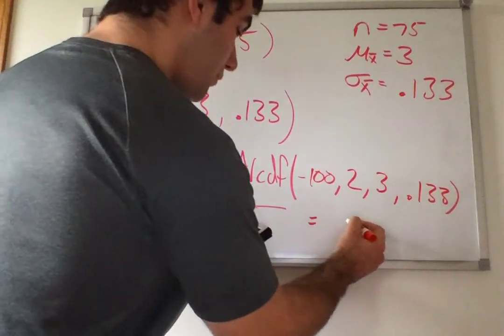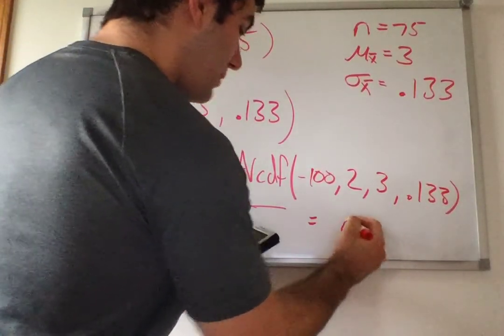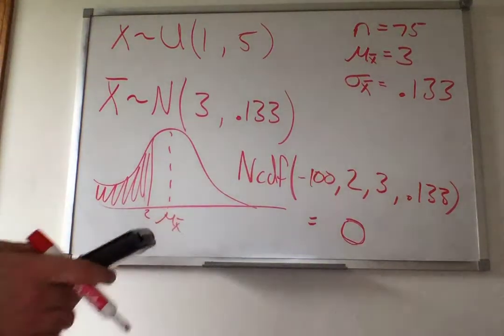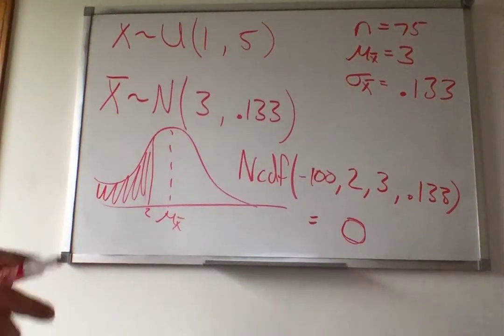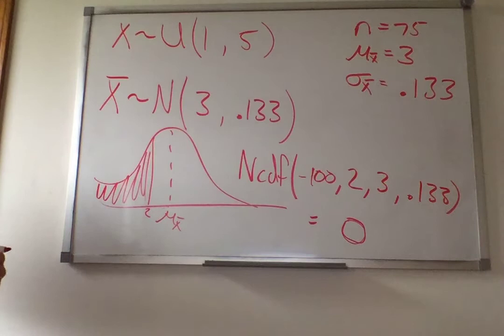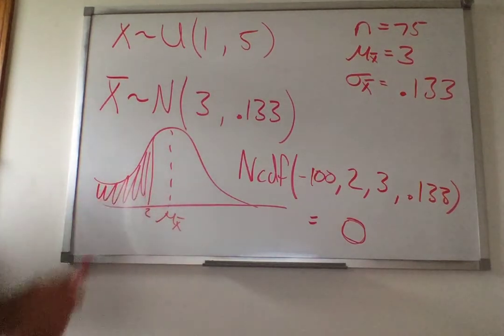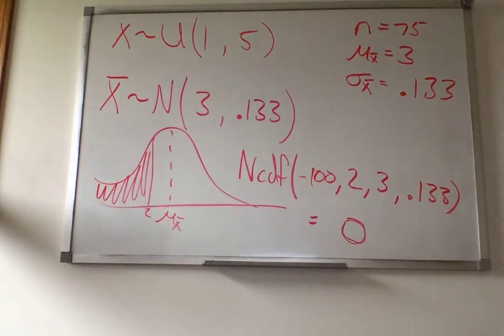Oof. Comes out to be about, my calculator outputted 0. So these 75 students, if you were to find their average, well, about 0% of the time are you going to find the average stress score less than 2. Okay, these are some stressful students, I guess. You guys are in college. I was in college. I know how stressful it is.